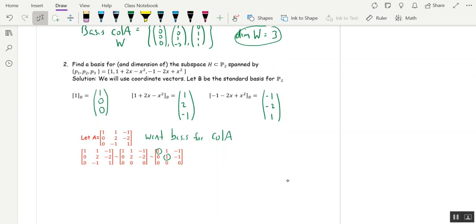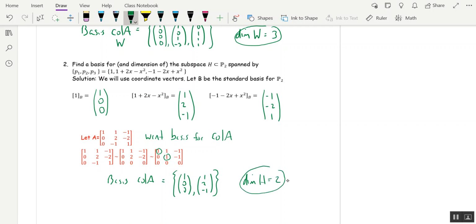So a basis for Col A is, remember, I have to take the original vectors from A. So 1, 0, 0. That one didn't change. And the second one is 1, 2, negative 1. So the dimension of Col A is 2. So therefore the dimension of H, which is the subspace of P2 spanned by those 3 polynomials, is 2.